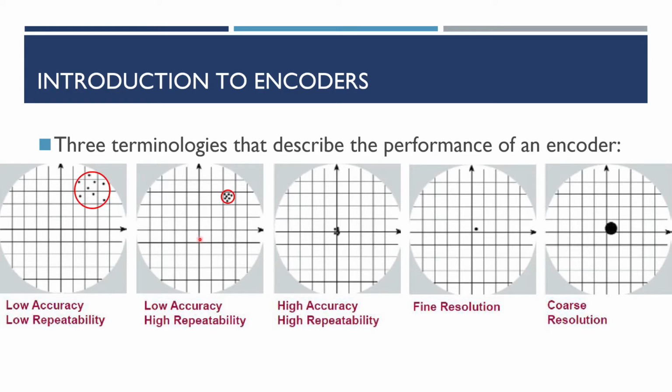Take figures 1 and 2 as an example. In both figures, if we move the dot to the center, it is clear to see that the range of position error in figure 1 is greater than in figure 2.